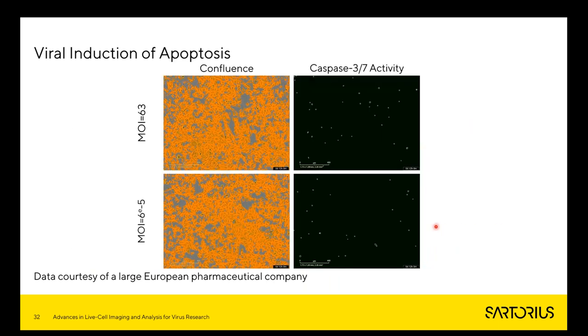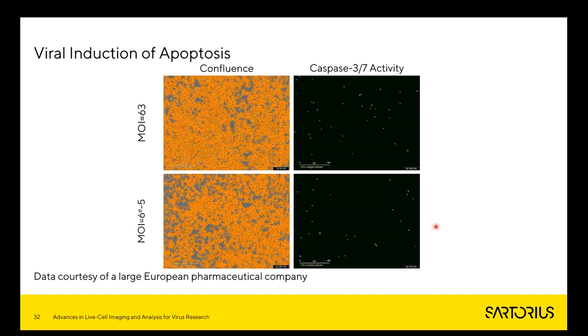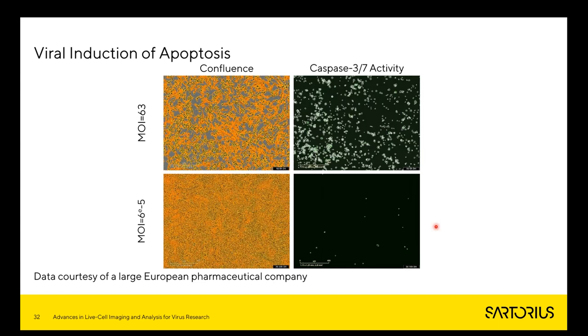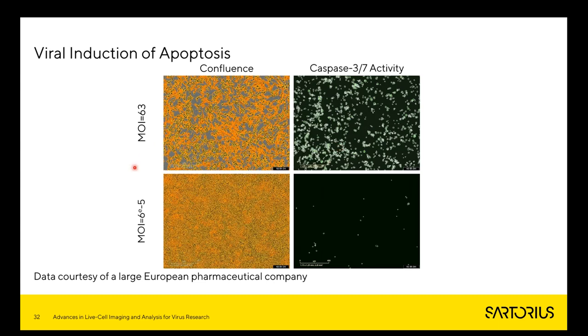Then these same researchers further looked at one of the strains that they had selected, and they wanted to test different MOIs and see the effects of these different MOIs on confluency, so the cell density, and also on Caspase 3/7 activity. This nicely shows the clear difference that we can see when using a lower titer of the virus with regards to effectivity in the host cells.